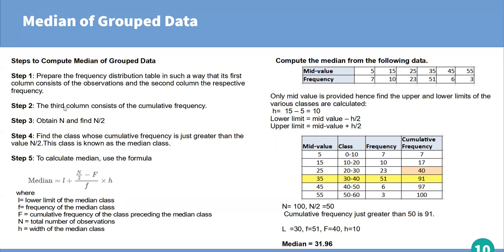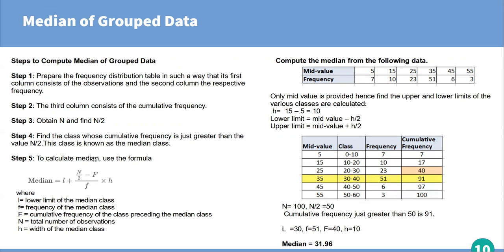The second step is the third column, which consists of the cumulative frequency. So calculate the cumulative frequency for the given frequencies. Then obtain n and find n by 2. The summation of frequency is n. In this case, it is 100 and n by 2 is 50. Find the class whose cumulative frequency is just greater than the value n by 2, and this class is known as the median class. So n by 2 is 50, and we have 51, which is greater than 50. So this class is known as the median class.